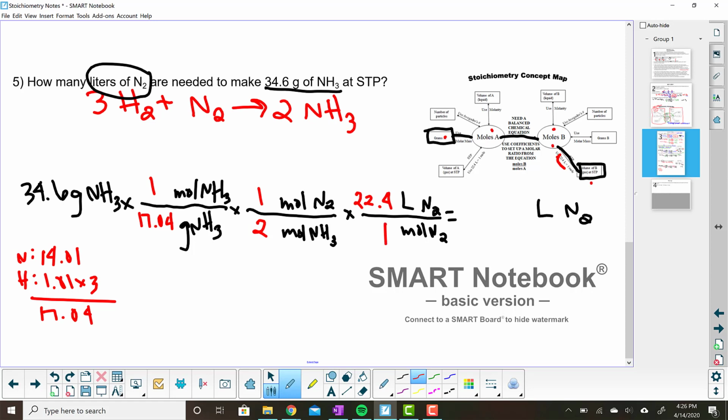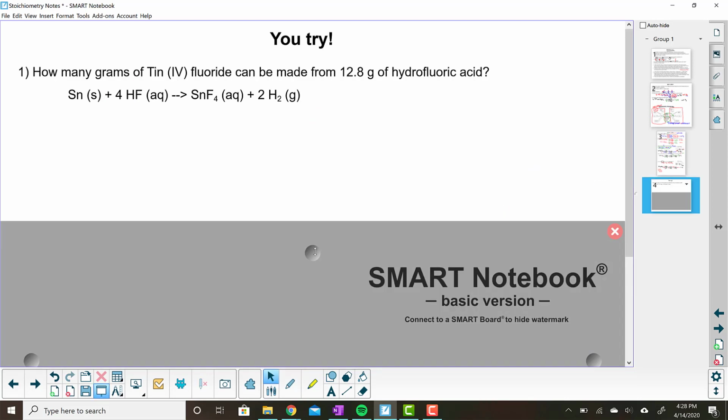Got everything set up. Now I just need to calculate. And when you do that whole calculation, you should end up with 22.7 liters of nitrogen. All right, guys, let's see you try.